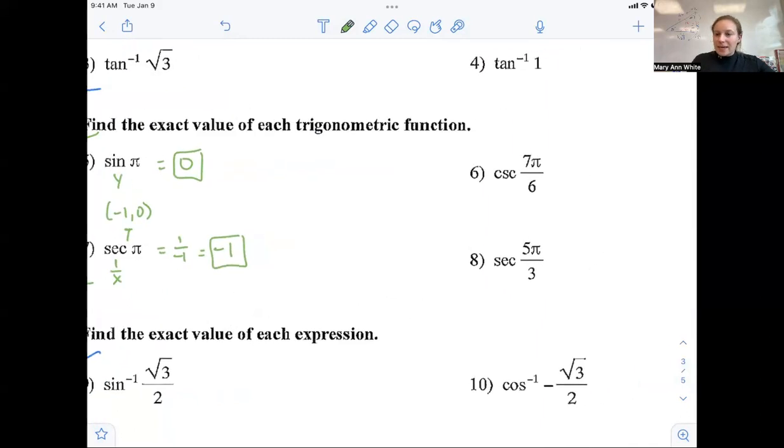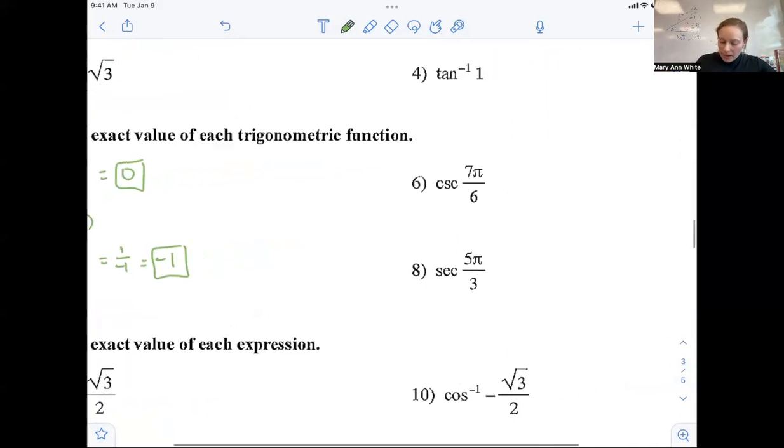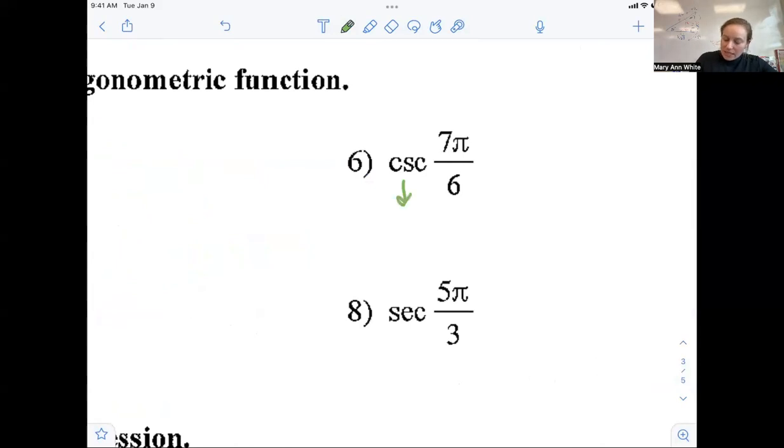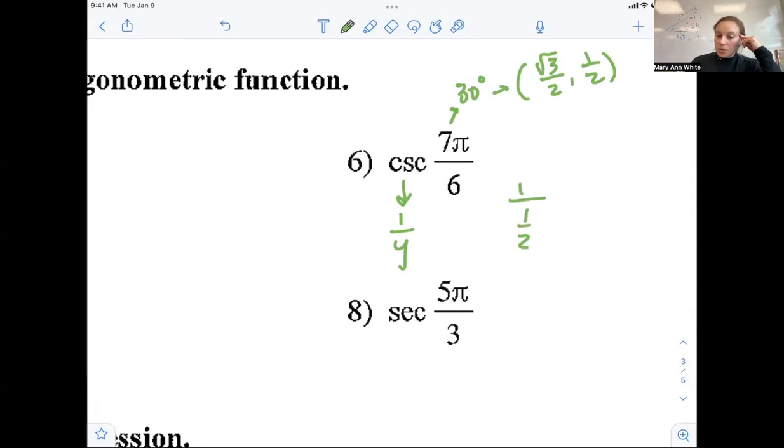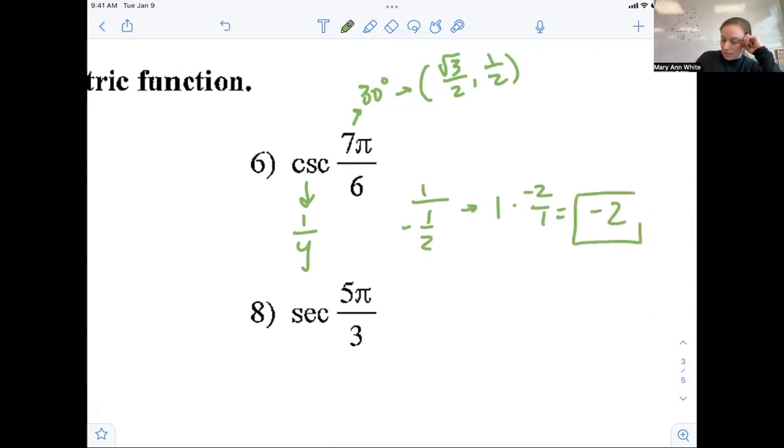The cosecant, secants, tangents, cotangents make you think a little bit more, but they're very similar. Cosecant is 1 over y. And 7 pi over 6 is a 30-degree angle. My 30-degree angle goes (√3 over 2, 1/2). So I'm looking for 1 over that y, 1 over the 1/2. My only question before I do that is: is it going to be positive or negative? This is in the third quadrant, so that will make it negative. So 1 times -2 over 1. So this answer is -2.